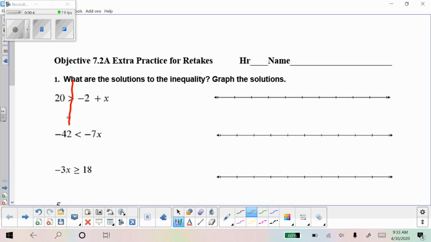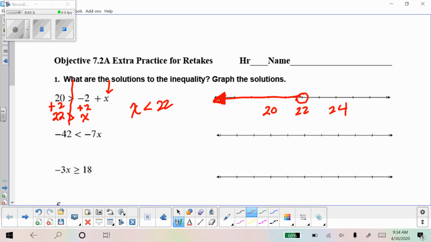So I'll draw my line here. I need this x all by itself, so I'm going to add 2 to get rid of that negative 2. And that gives me 22 is greater than x. Now remember, 22 is greater than x is the same as x is less than 22. And then on my number line here, I'll just put 20, 22, 24. We need less than 22, so we're going to put an open circle and have it go that way.